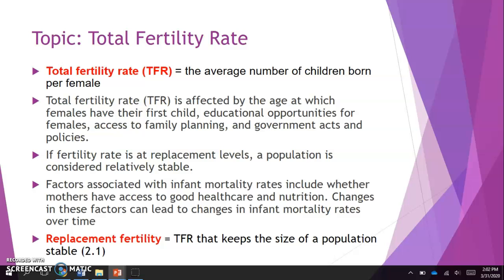And then replacement fertility is just when the TFR keeps the size of the population stable. And right now, replacement fertility is around a 2.1. So on average, every woman would need to have 2 children in order to keep the population stable. Now, we know that there are people that are above that and below. Some women have multiple children, more than 2. Some have less than 2. So on average, per woman, replacement fertility is around 2.